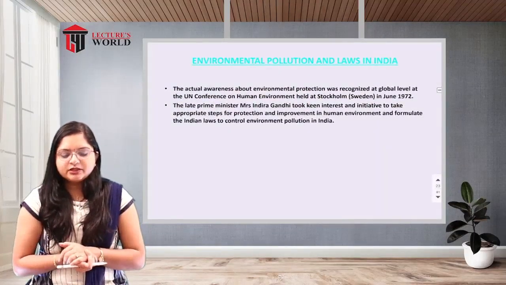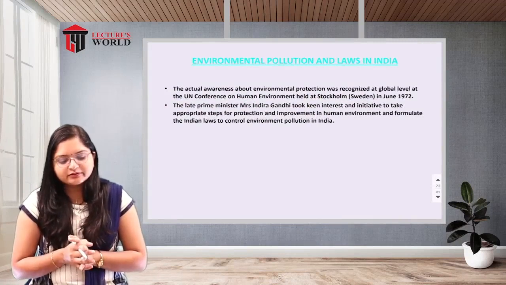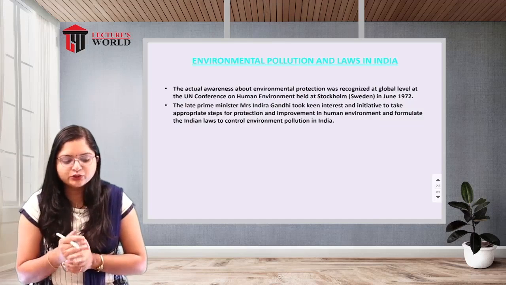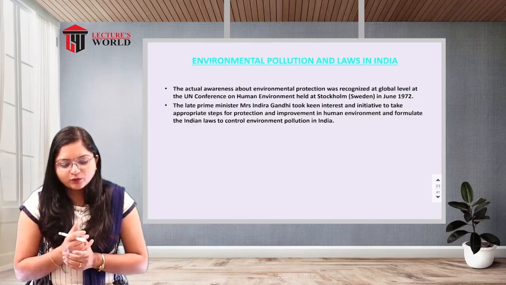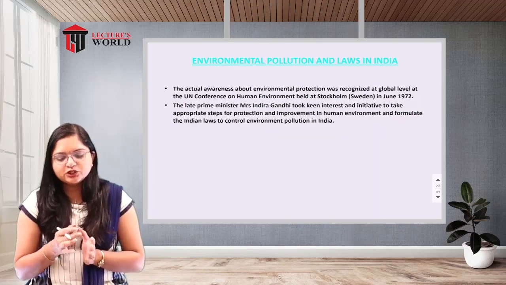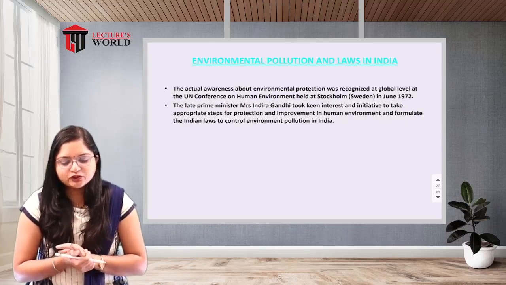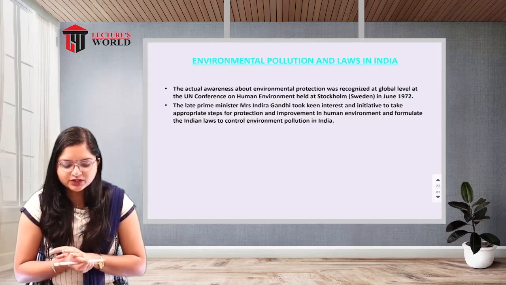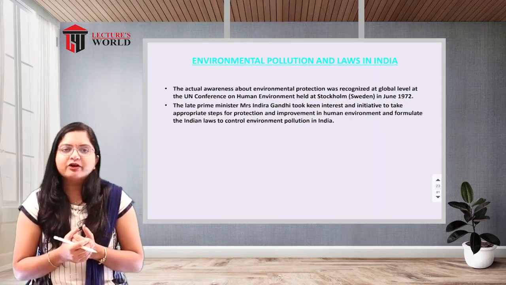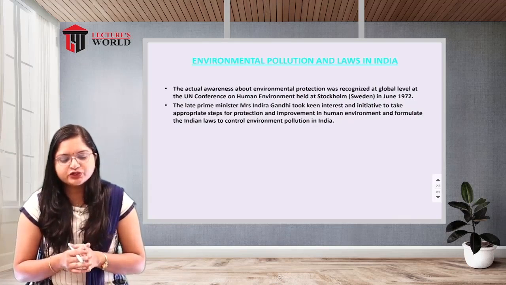Now we'll see environmental pollution and laws for India. The actual awareness about environmental protection was recognized at a global level at the UN Conference on the Human Environment held at Stockholm in Sweden in June 1972. The late Prime Minister Mrs. Indira Gandhi took keen interest and initiative to take appropriate steps for protection and improvement of the human environment and to formulate the Indian laws to control environment pollution in India.